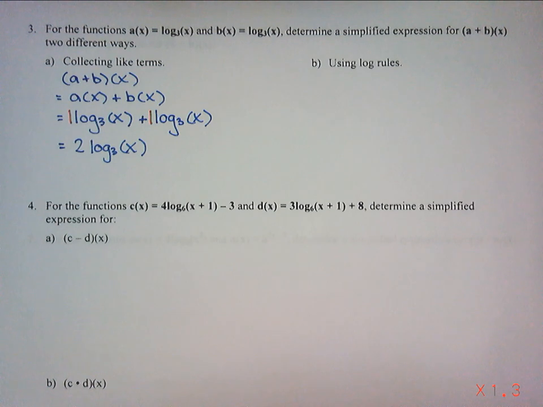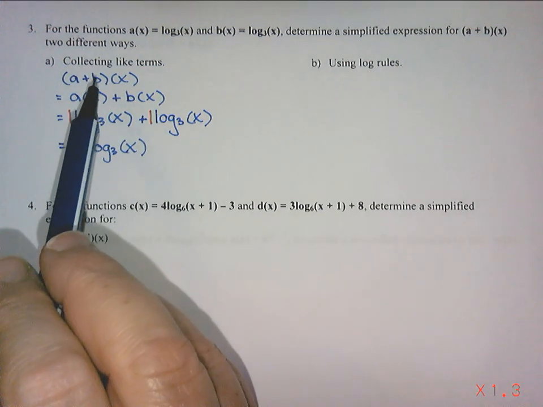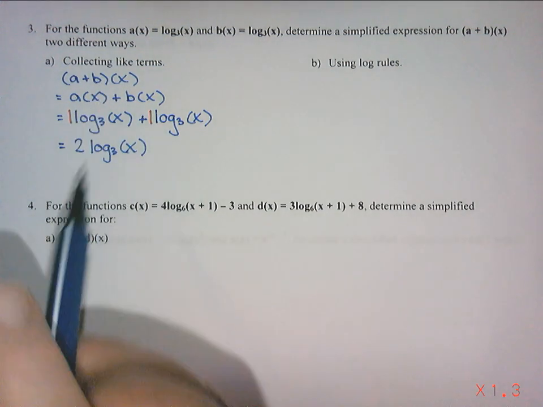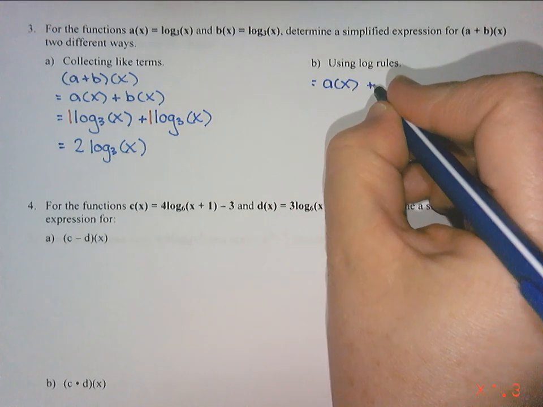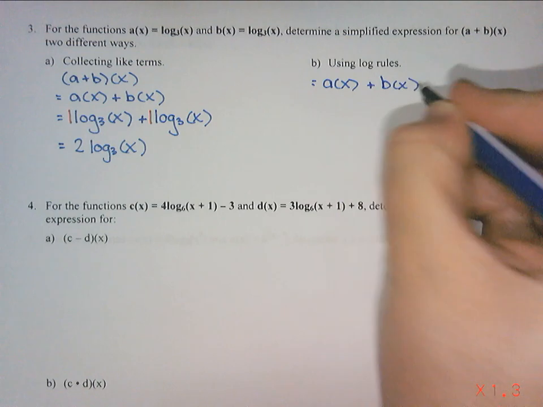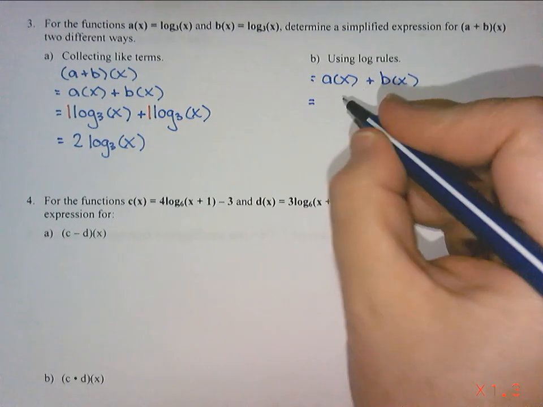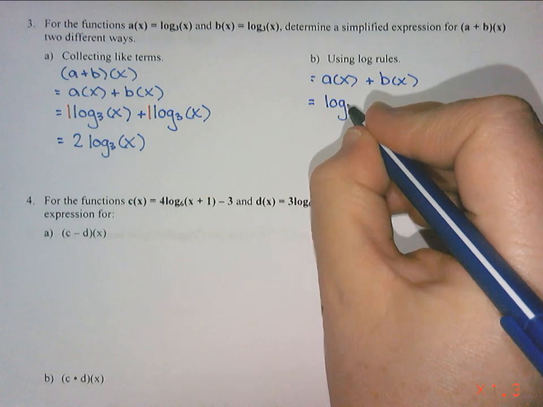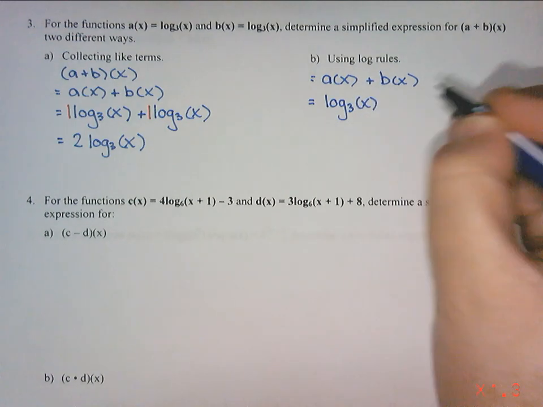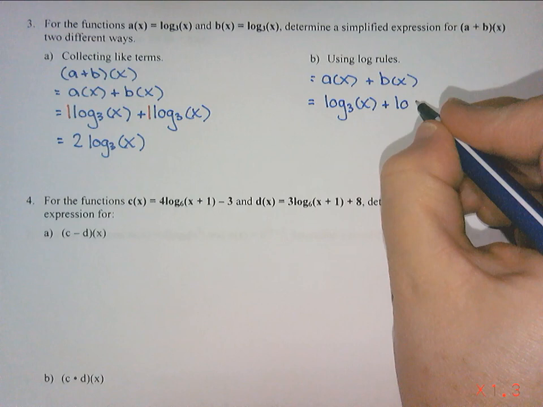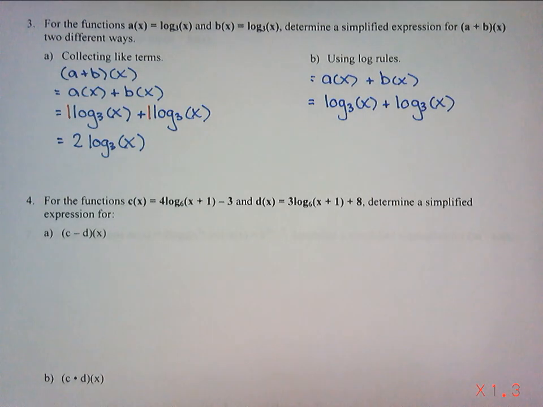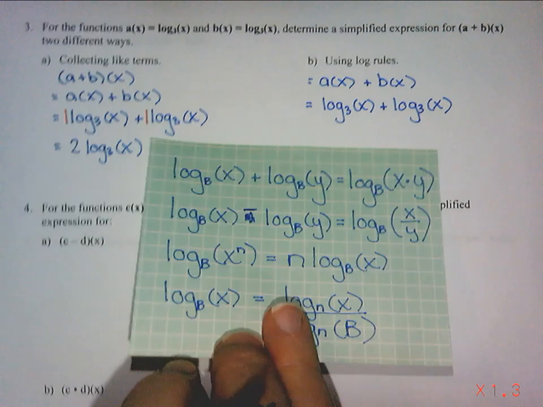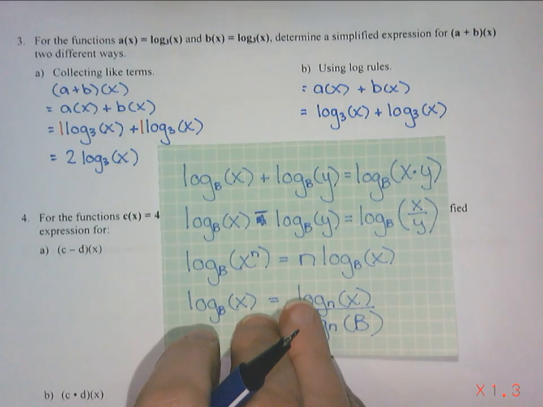Okay, we're going to try the same question, this time using log rules. So I'm going to skip writing the a plus b of x and just start with the a of x plus b of x. So this is a of x plus b of x. And I already know that a of x is log base 3 of x, and b of x is also log base 3 of x. Now it is asking me to use log rules. So I'm going to pull out my little piece of paper that has all my log rules on it.